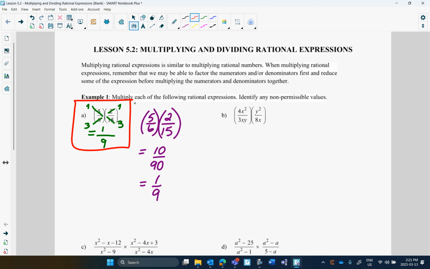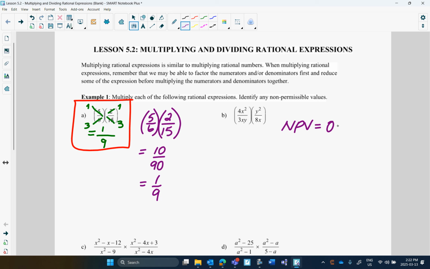Now notice this one, I didn't ask you to do any non-permissible values because there's no variables. Okay, what would be the non-permissible values for B? 4 and 8. No, non-permissible values first. Okay, 0. So we can just say NPV equals 0, or we can say X can't be 0 and Y can't be 0. Okay, that's fine. Now we start reducing.